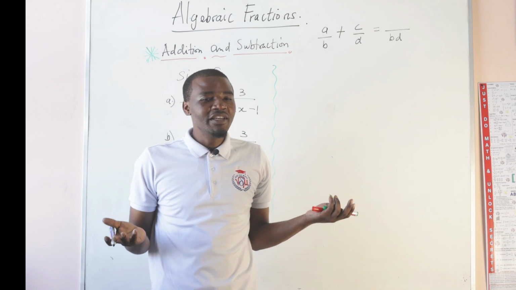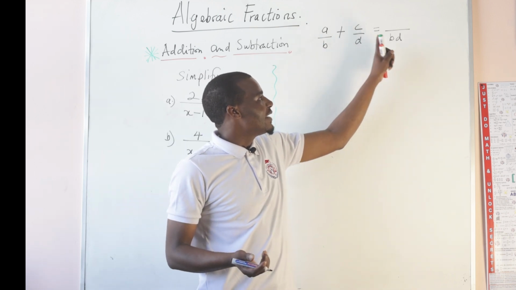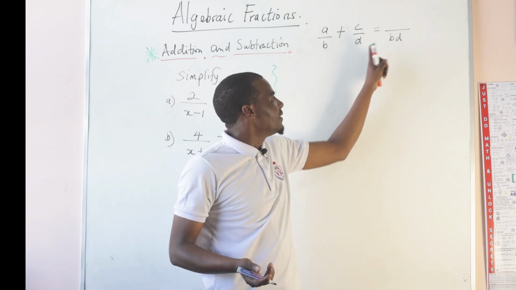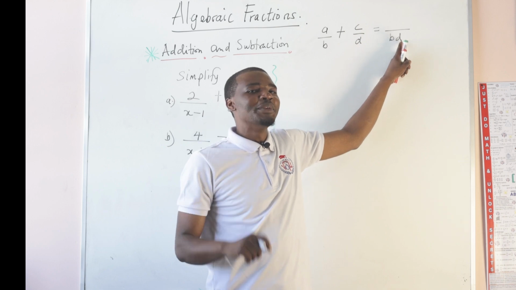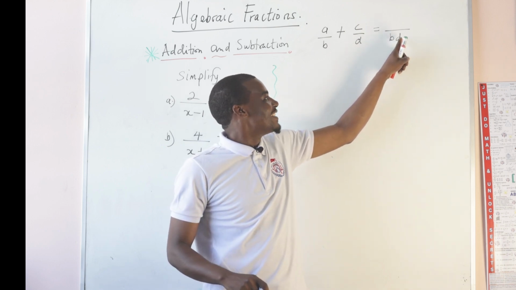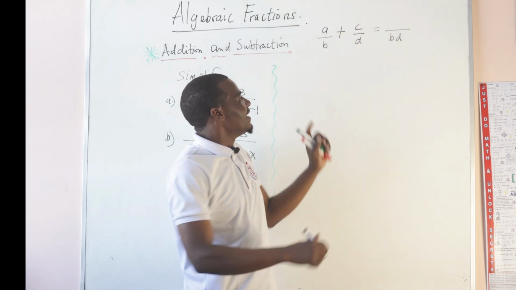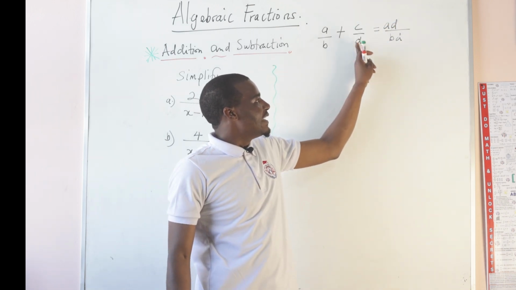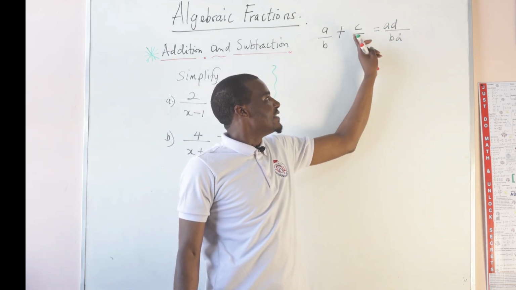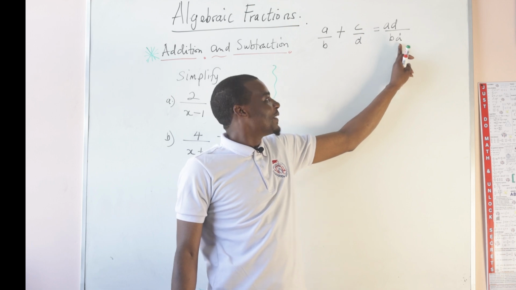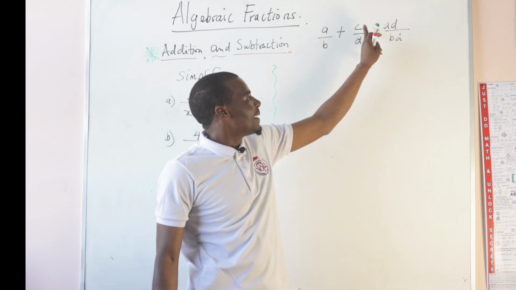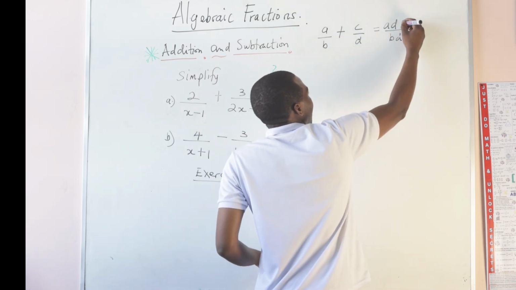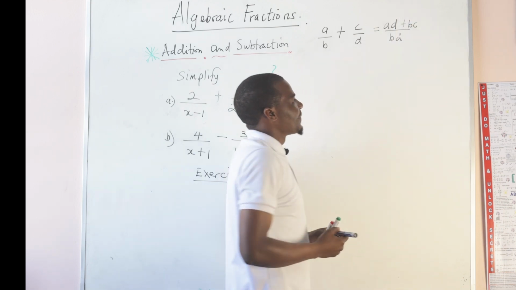So once you have bd, you then say b into bd. Obviously b will cancel b and you remain with d, right? And that d times a, you get ad, right? And then you say d into bd. Obviously d will cancel d and you get b. So b times c, you get plus bc.